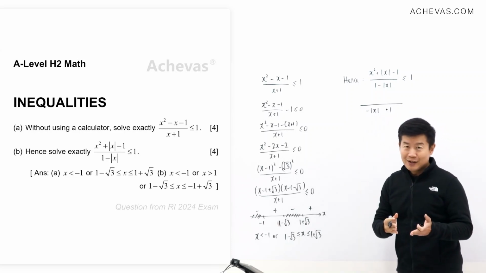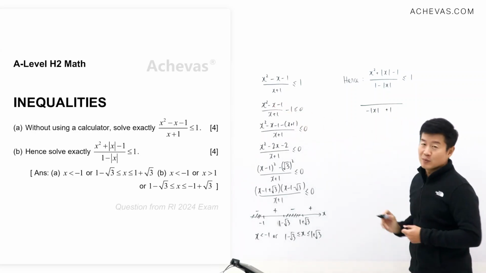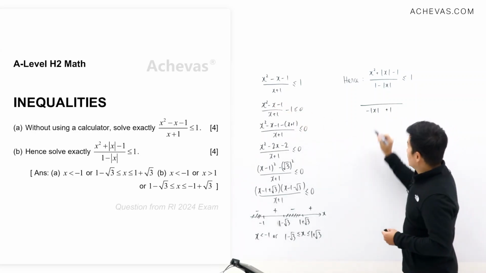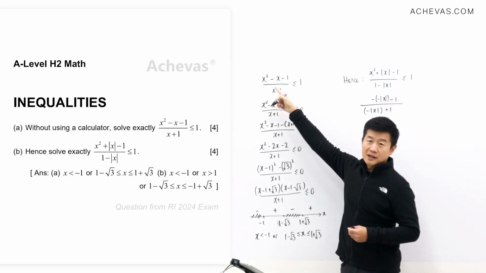Are you able to see? Okay, from my observation, it seems like all the x are supposed to be replaced by negative modulus of x. Let's try in the numerator here. So it will be minus 1 here. This, if I rewrite it as minus modulus of x, then it's synchronized to this.